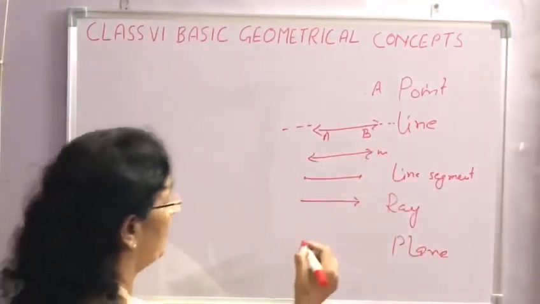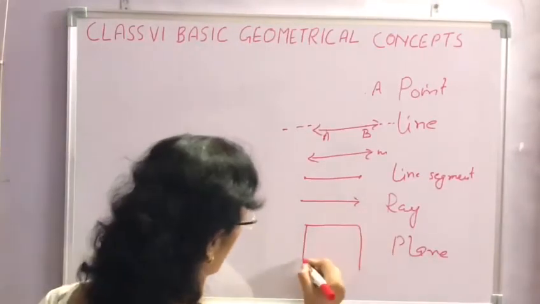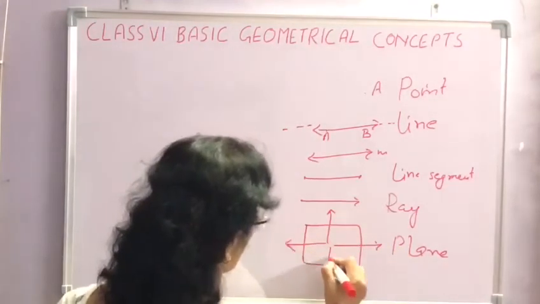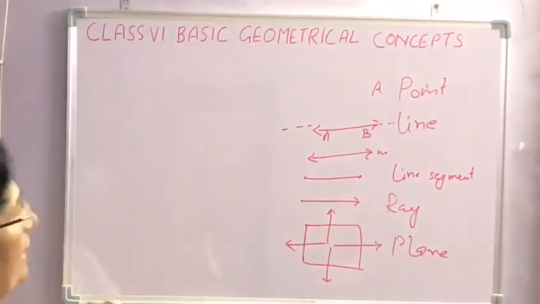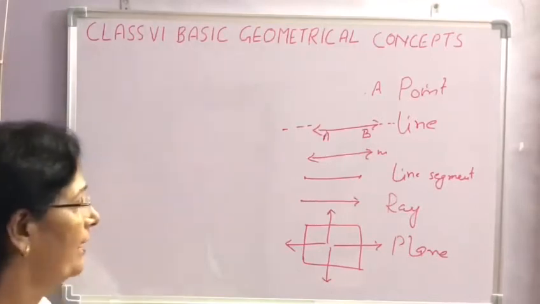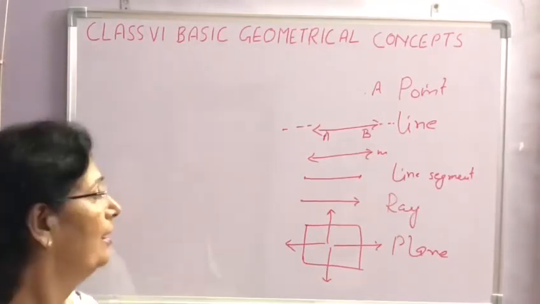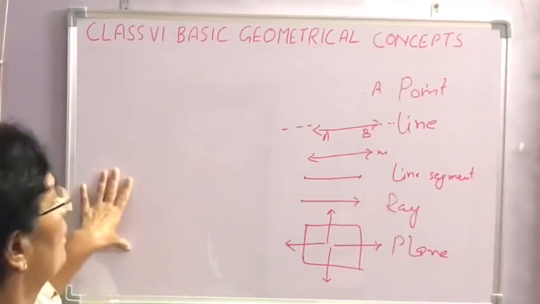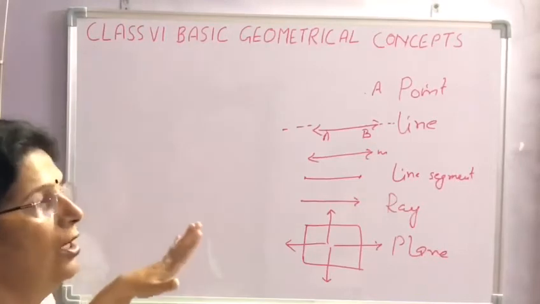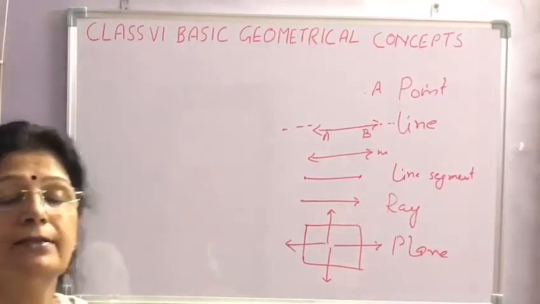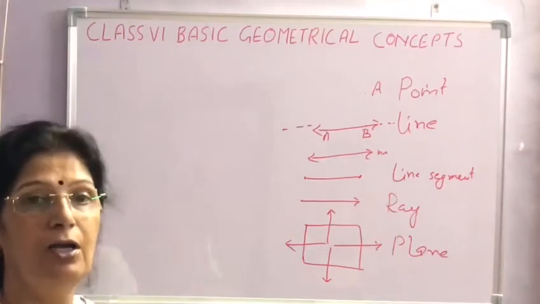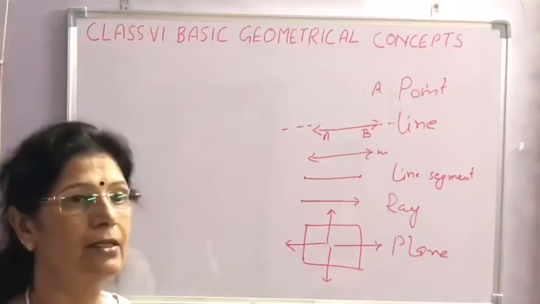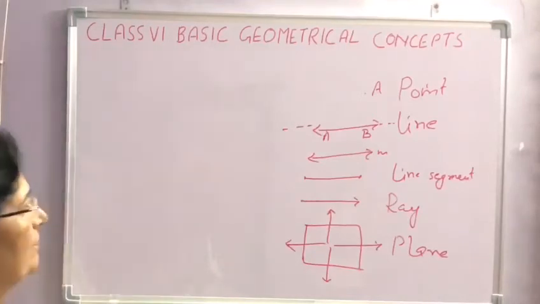Next one is plane. Plane is a flat surface. It extends endlessly in all directions. Examples of plane are, suppose, this blackboard, floor, wall, etc. But some objects are having a curved surface: ball, orange, pencil, globe, etc. Curved surface means round, that is, not flat.